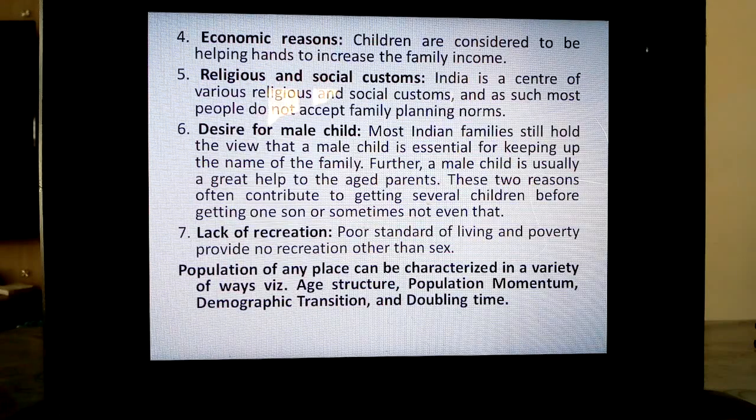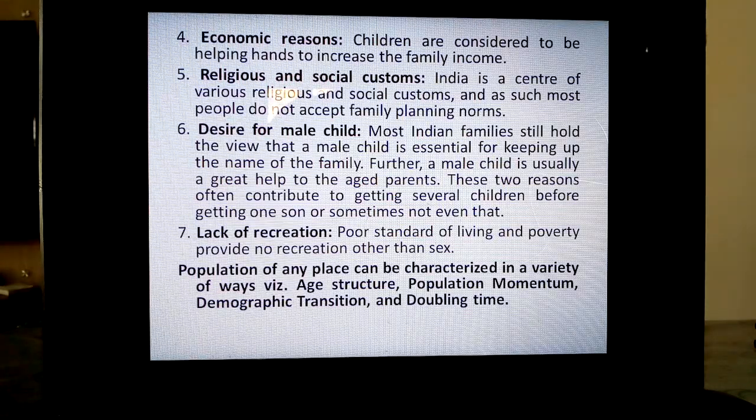Desire for male child. Most Indian families still hold the view that a male child is essential for keeping up the name of the family. For the Khandan, Khanam, like that, they will think still the male child is important. Further, a male child is usually a great help to the aged parents. These two reasons often contribute to getting several children before getting one son, or sometimes not even that.